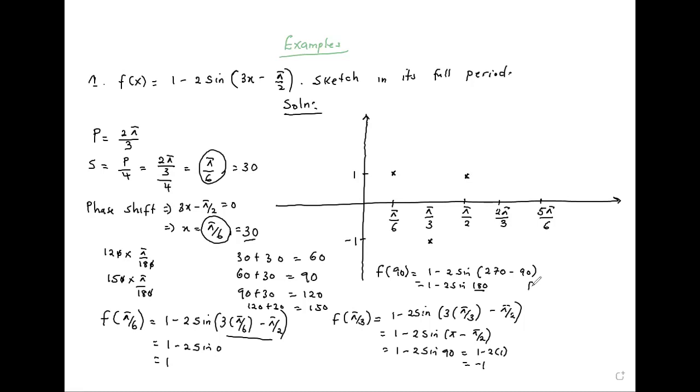Okay, let's go to the next number, f of 2 pi over 3. We didn't convert this one, so let's write it the same way it is. So I have 1 minus 2 sine 2 pi over 3. We need space.